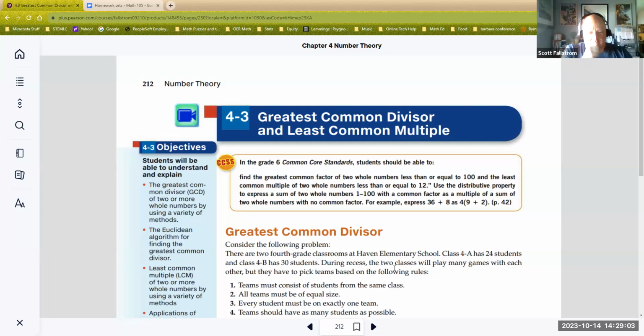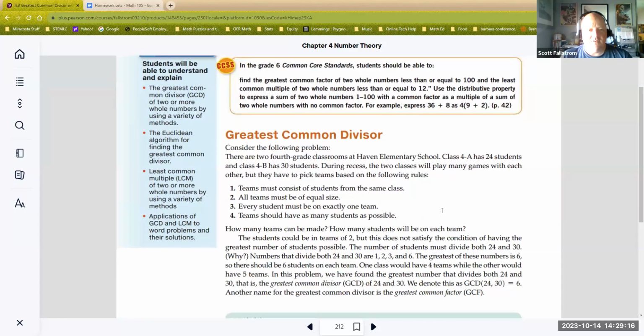So we've got the idea that two numbers could have both multiples that might be in common, as well as divisors that might be in common. And we're going to kind of check that out as we roll through. Let's see here. So greatest common divisor.